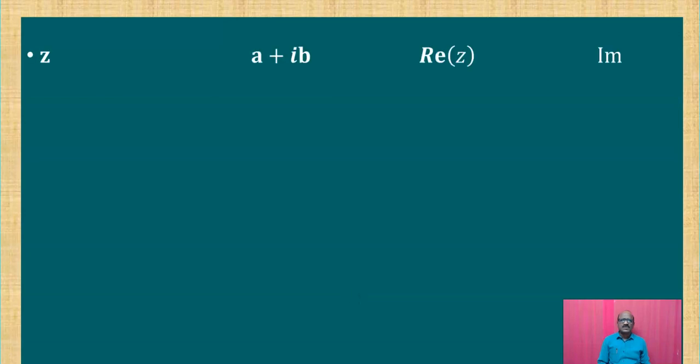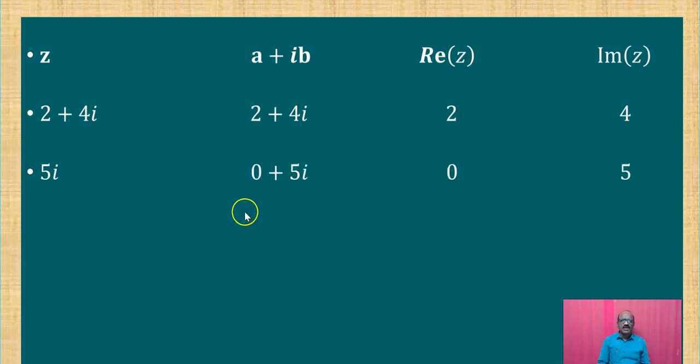Now see this here, the table. z is a complex number of the form a plus ib. What is the real part and what is the imaginary part? The first is 2 plus 4i. The complex number in the form a plus ib is 2 plus 4i. Real part is 2, imaginary part is 4. Next, 5i. In this case, it is written as 0 plus 5i. Therefore, the real part is not there, so we write 0 plus 5i. Real part is 0, imaginary part is 5. Next, 3 minus 4i.